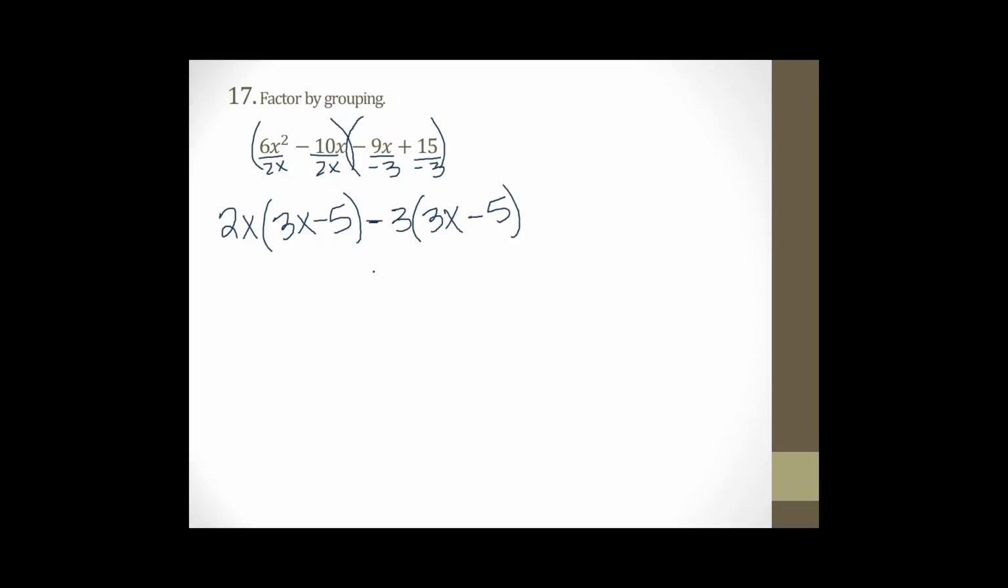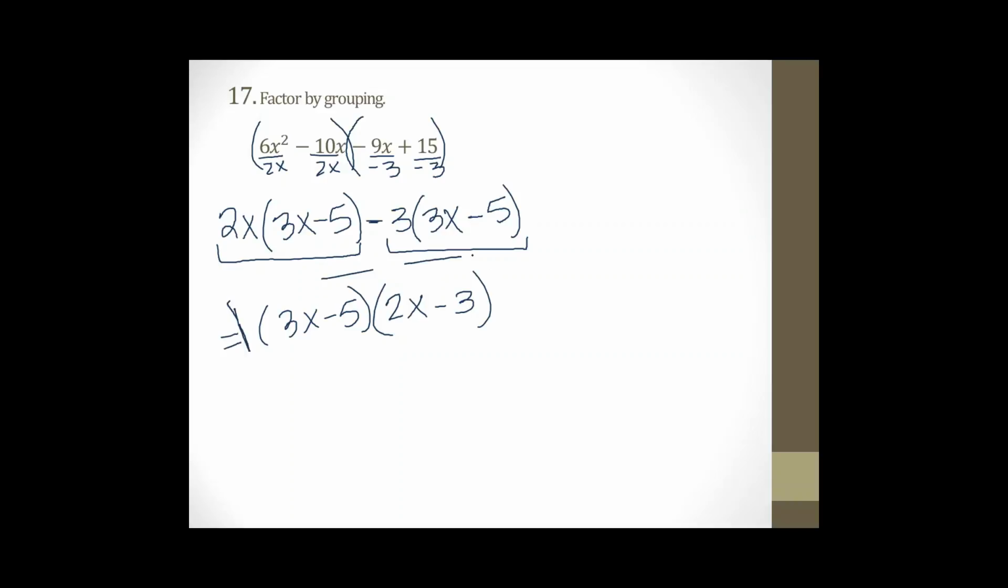So now that we have factored out the GCF from each pair, now we're going to write what's in common between both of these, which would be 3x minus 5, and then just write what's left over on the outside, 2x minus 3. So we basically factored out 3x minus 5 and wrote it down, and when we factored it out, we were left with just 2x minus 3. So this is our final answer. We factor by grouping. And remember, you can always double check your factoring by multiplying your factors back together, and you should get the original problem that we started with.